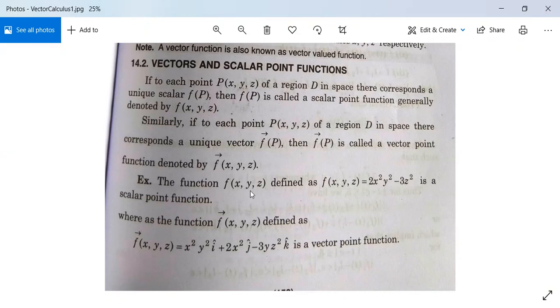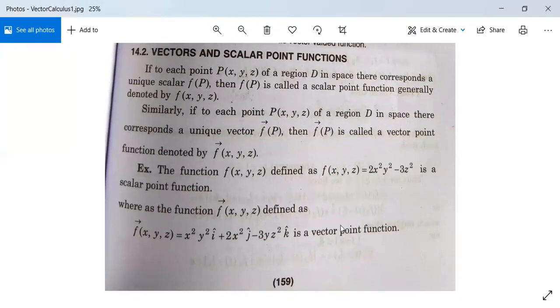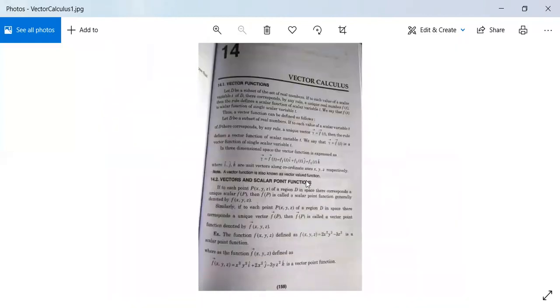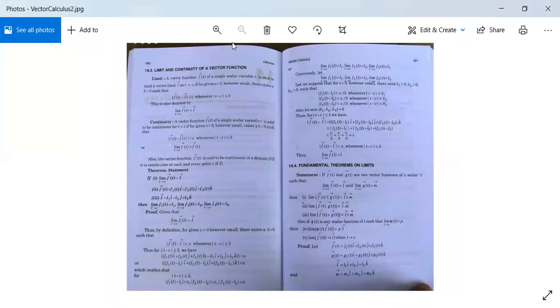See the example. The function f(x, y, z) defined as f(x, y, z) is equal to 2x square y square minus 3z square is a scalar point function, whereas the function vector f(x, y, z) defined as vector f(x, y, z) is equal to x square y square i plus 2x square j minus 3xyz square k is a vector point function. So this is the difference between scalar point function and vector point function. So I think it is clear to you.